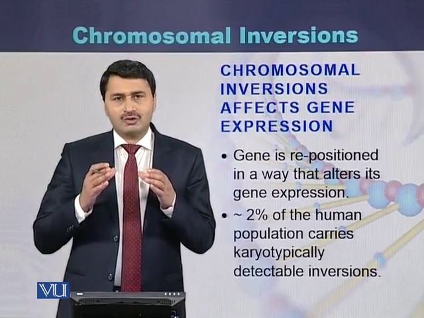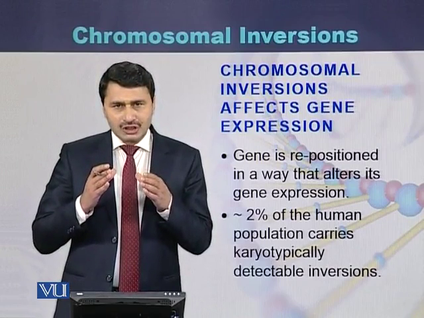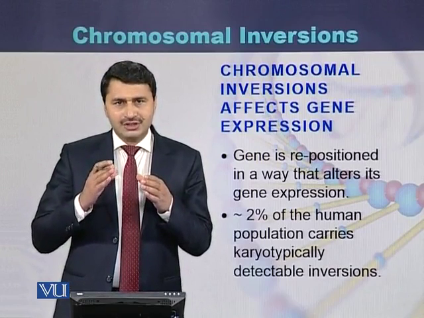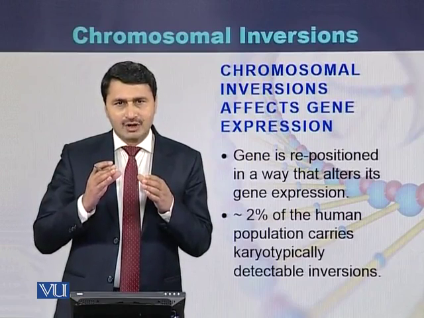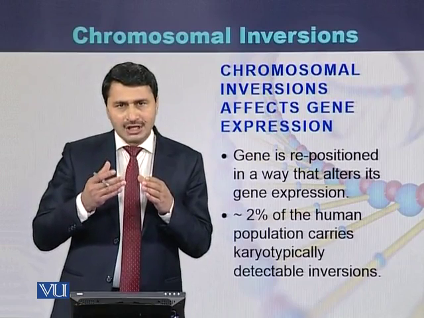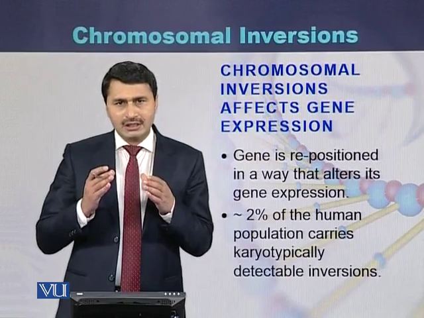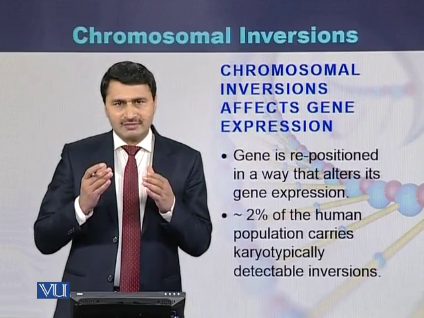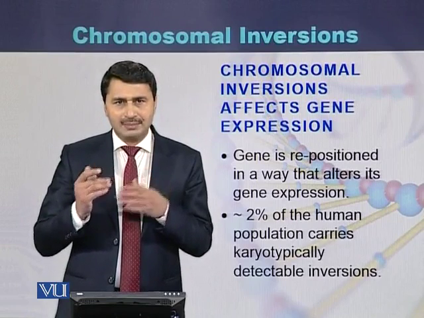In case of chromosomal inversion, in most of the cases, just the position of the chromosomes is changed, or the position of the particular fragments of the chromosome is changed. It goes from one orientation into another orientation. Approximately 2% of the inversions can be seen in humans by a technique called karyotyping.